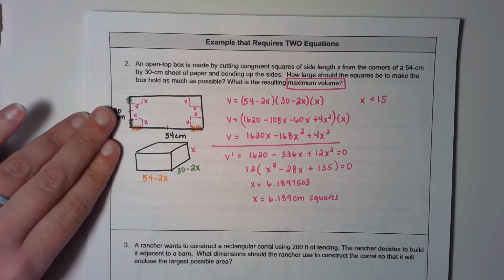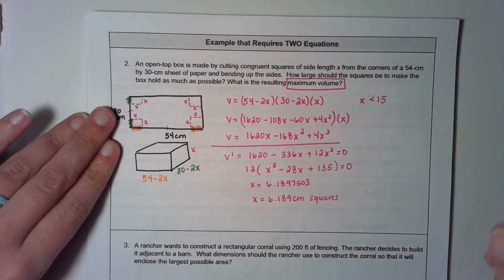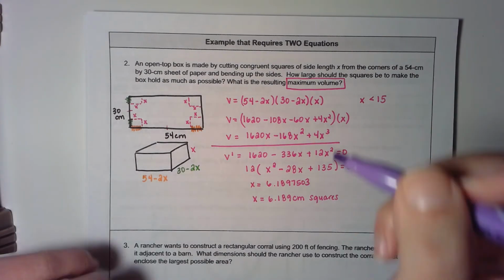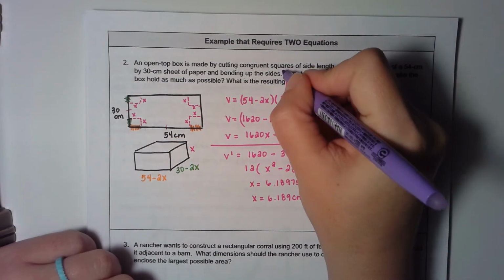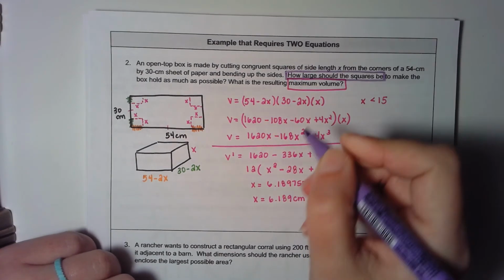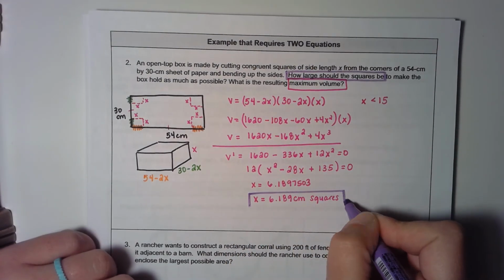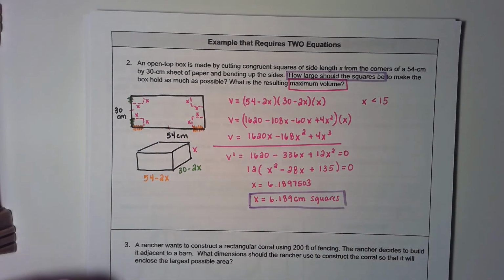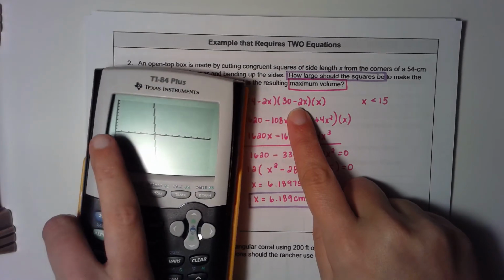So that's the first part of my question: how large should the squares be to make the box hold as much as possible? They should be 6.189 centimeter squares. In order to find the resulting maximum volume, I'm just going to go ahead and plug that number into my original volume equation here.